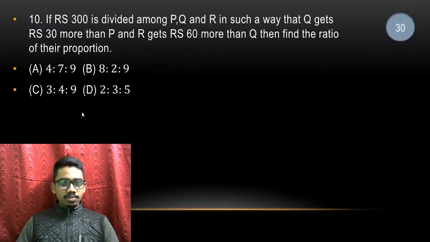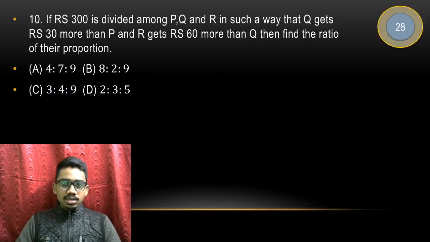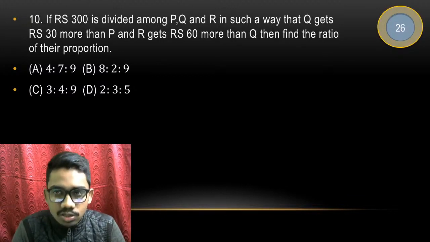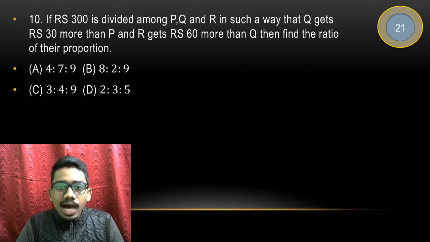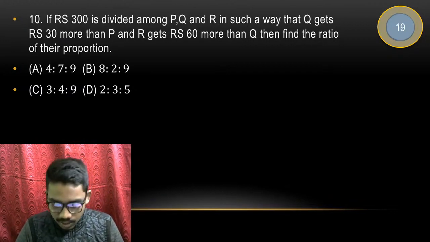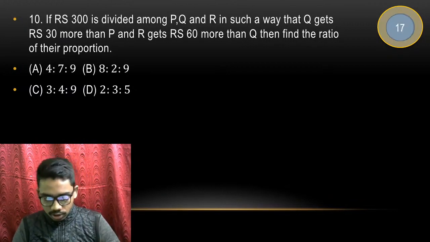So let's solve question number 10, this is the last question of today's class, be very quick. If rupees 300 is divided among P, Q and R in such a way that Q gets rupees 30 more than P and R gets rupees 60 more than Q, then find the ratio of their proportion. Your time starts now. Be very quick.